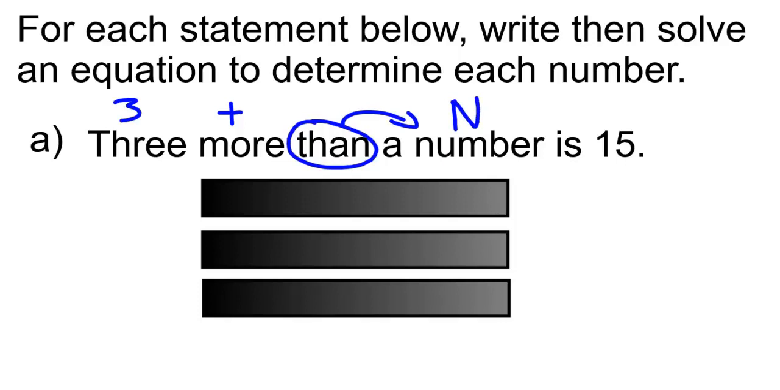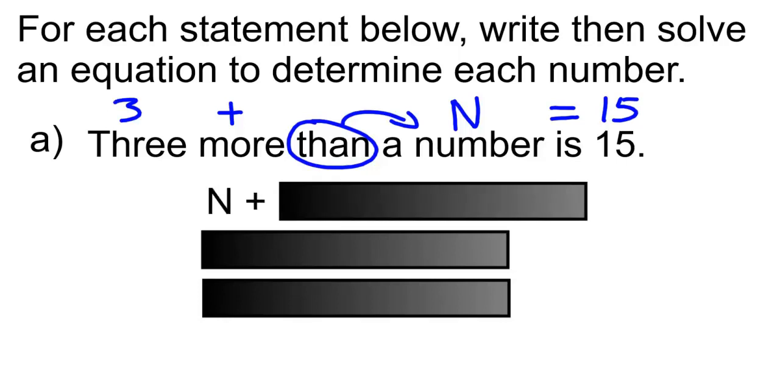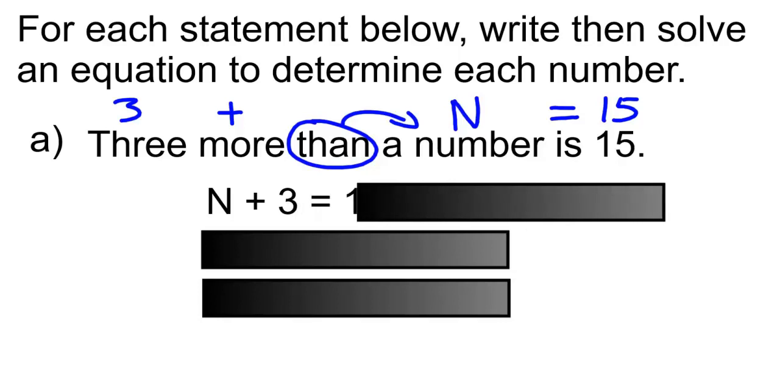Number is your variable n, is equals, and 15. Again, whatever goes after the word then will go first. So you'll begin with your variable n, plus 3 equals 15.